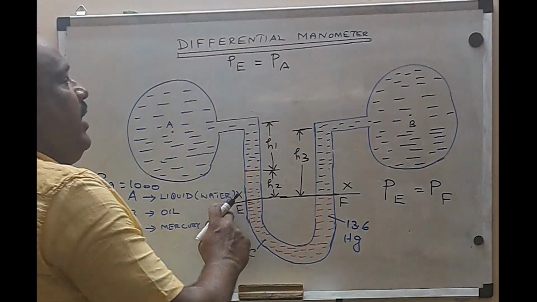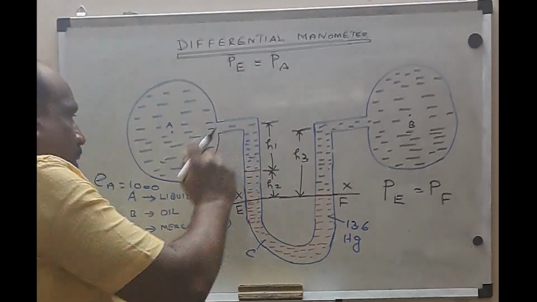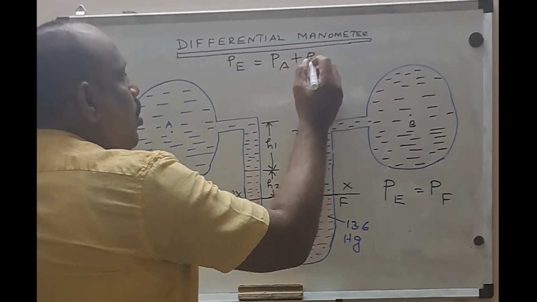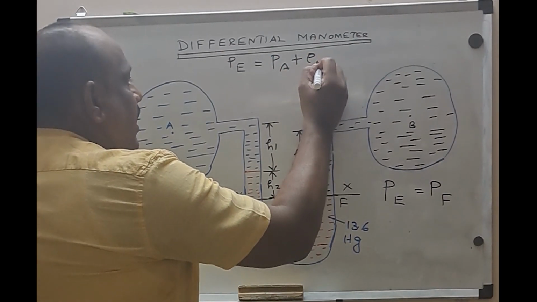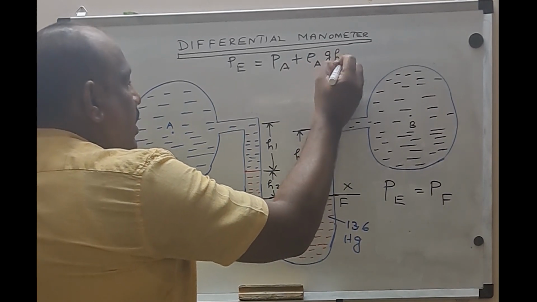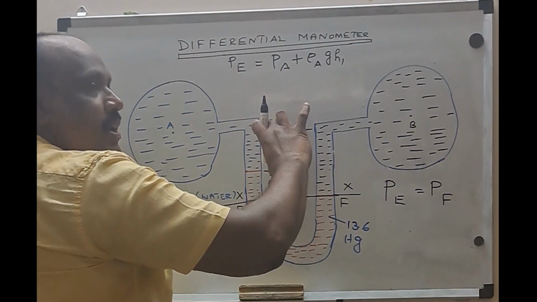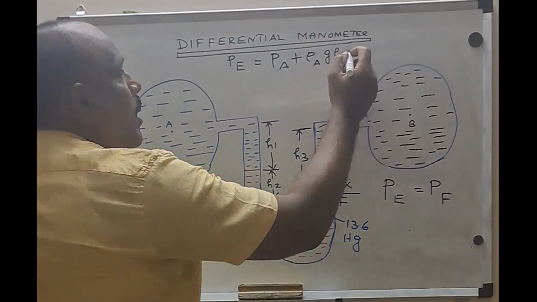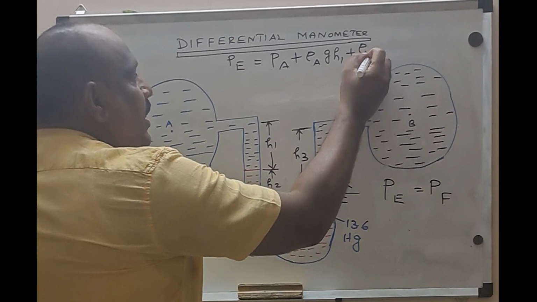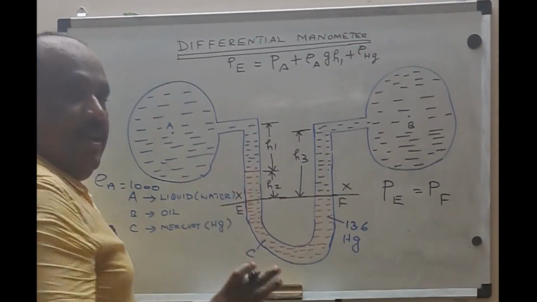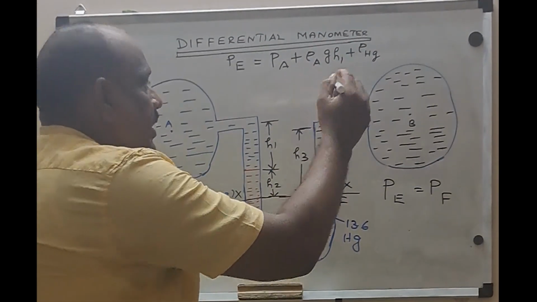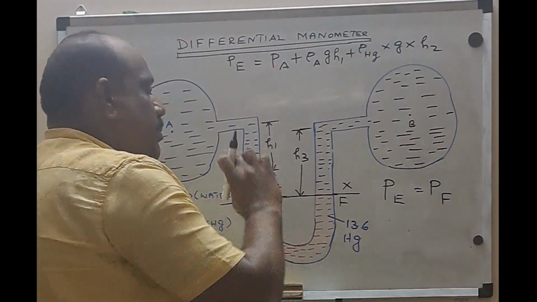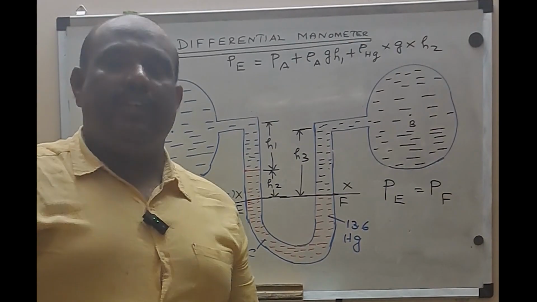The pressure at E on the left hand side will be equal to the pressure exerted by the liquid A, so PA plus rho of A into g into H1. Up to here we got the pressure, but still we are not at the point E, so we have to add this also. Plus rho of mercury, because the red color mark is mercury, so rho of Hg, into g, which is common, into H2.